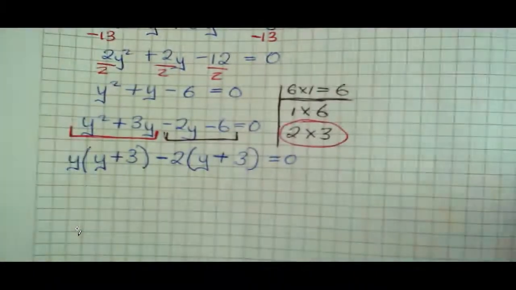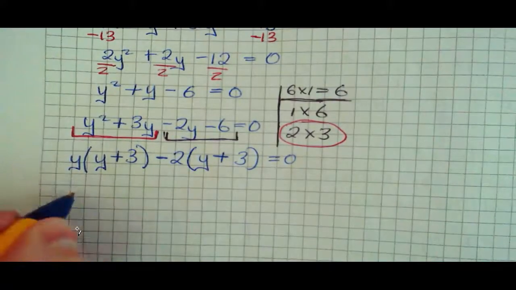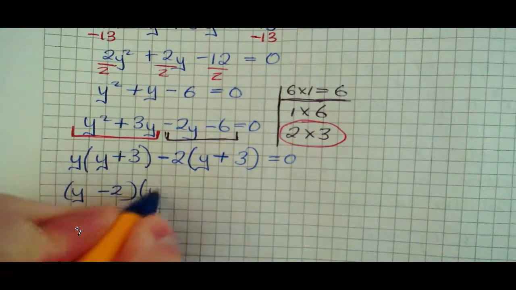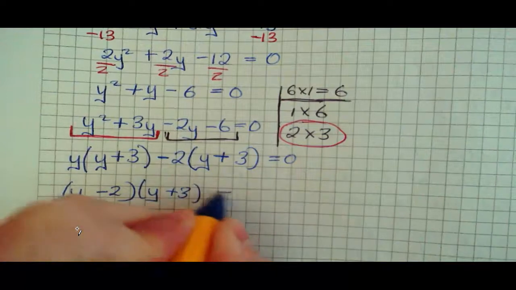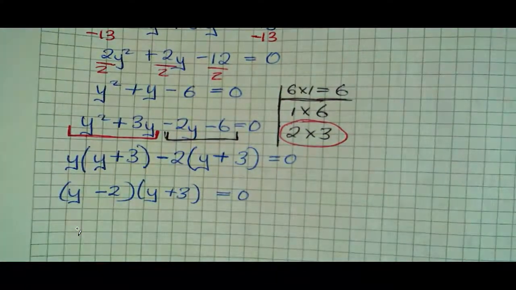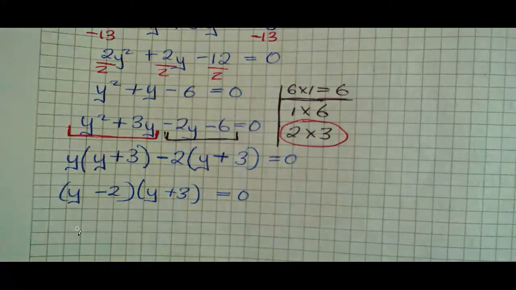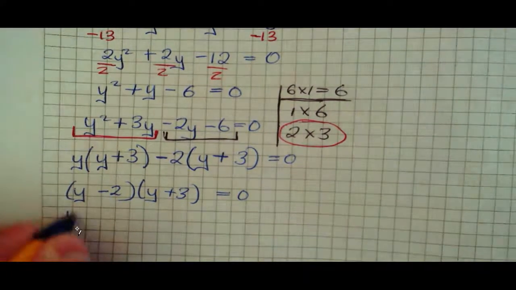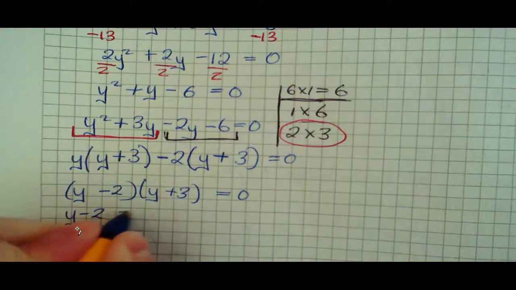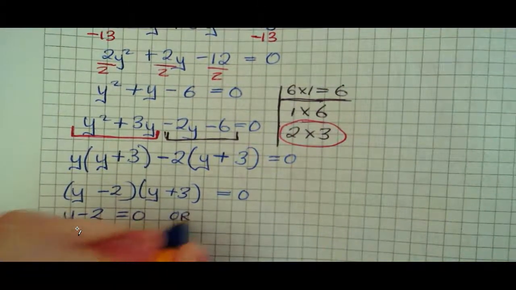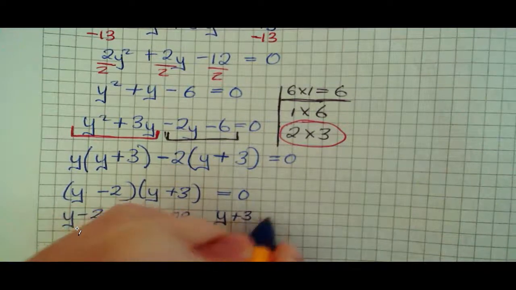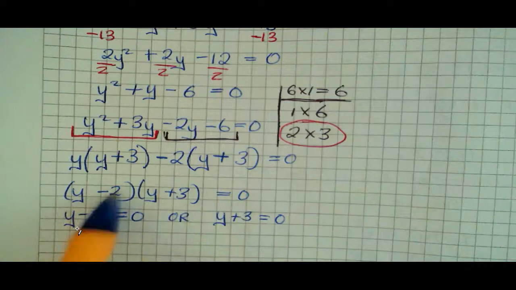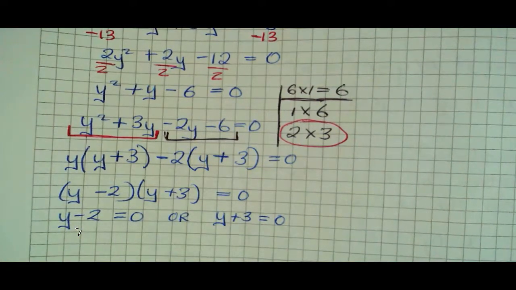So now what I can do is write what's outside the brackets into one bracket, so y minus 2 and y plus 3 is equal to 0. So that's it fully factorized. Now I can solve for my y, because y minus 2 is equal to 0, or y plus 3 is equal to 0. One of them has to be true because my answer is 0. Okay, so that means one of these must be 0, or both.